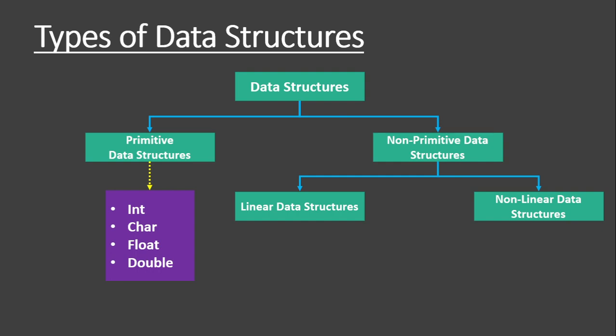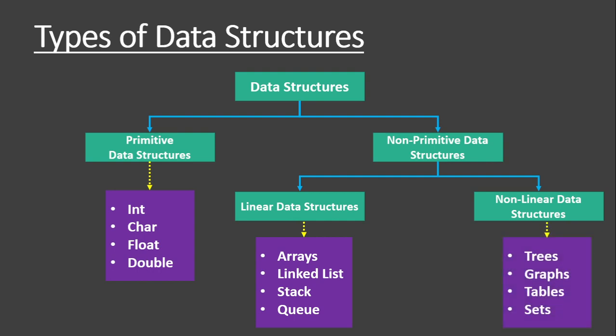The meaning of primitive is built-in data structures. It can also be said as primitive data types, which means the built-in data types, which we already know are the ones that C provides us: int, char, float and double. Coming to examples of linear data structures, they are arrays, linked list, stack and queue. And coming to non-linear data structures, we have a few of them like trees, graphs, tables and sets.